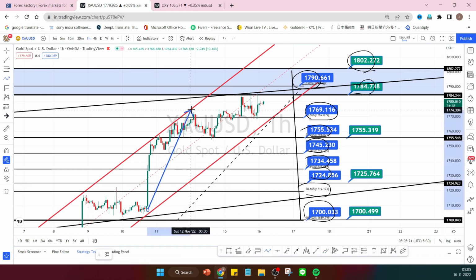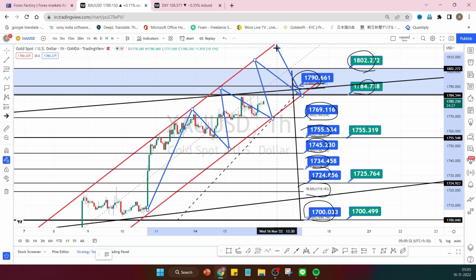And as long as the price action is trading between this bullish channel pattern from the hourly time frame, we can expect the bullish trend to continue in hourly time frame.